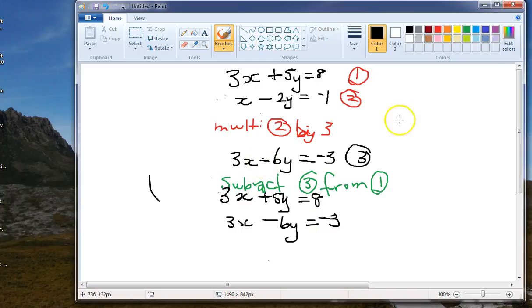So what happens is our threes will cancel one another out, so they become 0. We are subtracting, so when you subtract a negative number, you make it an add. So we're going to end up with 11y equals, and again you've got to subtract -3, so it becomes 11, therefore y is equal to 11 divided by 11, which is 1.